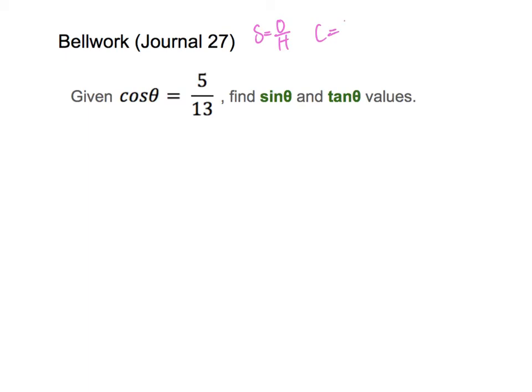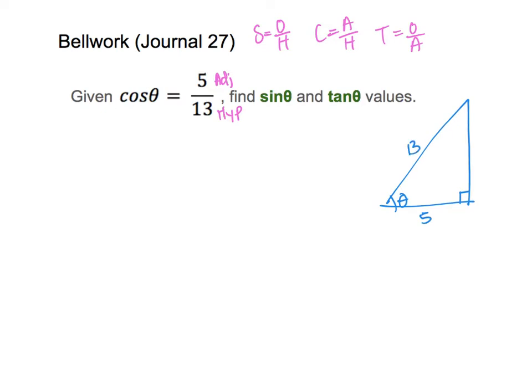SOHCAHTOA. So in this case, I have cosine which is 5 over 13, or adjacent over hypotenuse. So that means that if I were to build this triangle here, let me just build a right triangle on the side here, and I put my angle, my theta, right here. The adjacent side I would know, and then the hypotenuse, which is the one that's across from the right angle, is 13. So I don't know what this side is, which I'm going to call x.